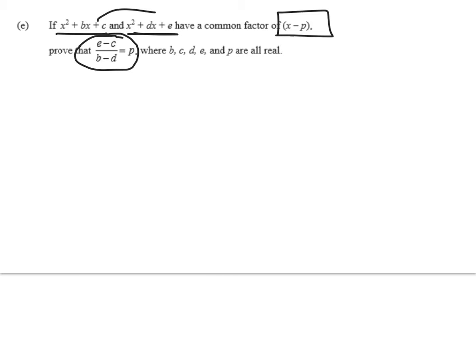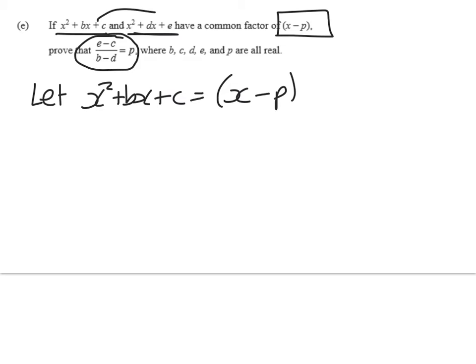If we know x minus p is a factor and it's a quadratic, then we can start by saying this. We can write out x squared plus bx plus c in factorised form. So it's going to have an x minus p, and then it's going to have a something else.